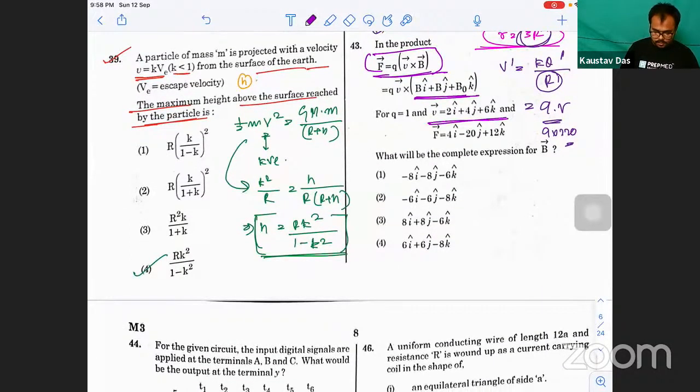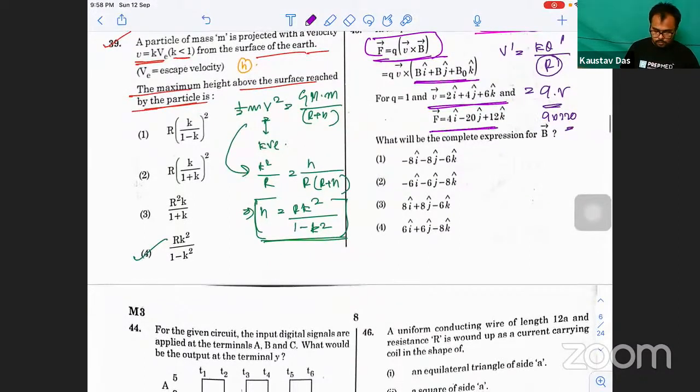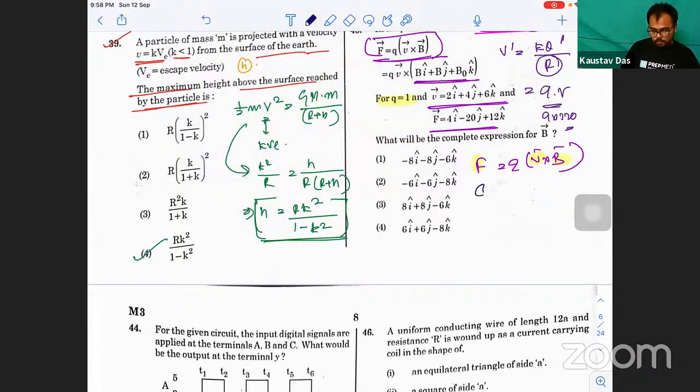The Lorentz force, how is it expressed? If you just put the values of V over there, you put the value of B over there, and the force is given already to you, which is 4 I cap minus 20 J cap plus 12 K cap. So you do one thing, you take the cross product on both sides. This force equals Q into V cross B. The value of V is known to us, and B is also known to us. The value of Q is also given as 1. You just compare both sides, you solve it, and then you have to find out this answer only. Okay, because the value of force is given, you have to compare the coefficients.